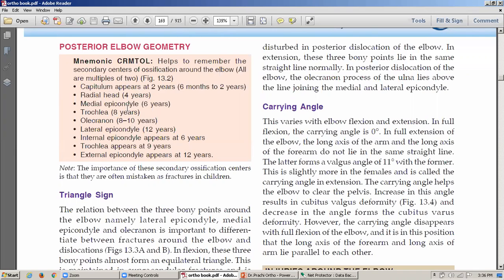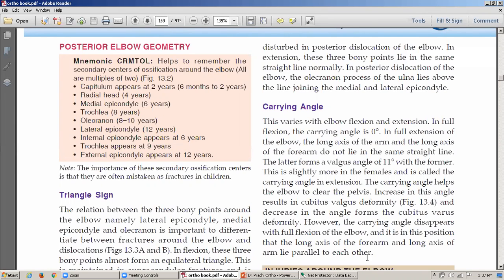Then radial head, that is 4 years, medial epicondyle 6 years, trochlea 8 years, olecranon 8 to 10 years, lateral epicondyle about 12 years. The internal epicondyle appears at 6 years, and the trochlea appears at 9 years. The external epicondyle appears at 12 years. And note the importance of these secondary ossification centers is that they are often mistaken as fractures in children.